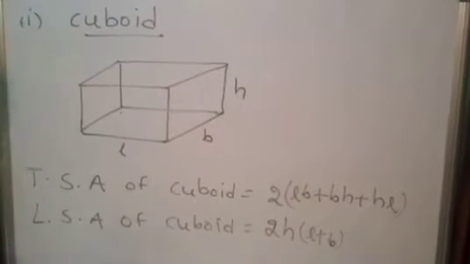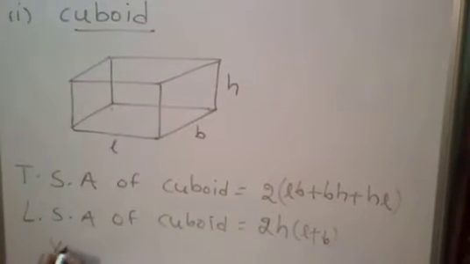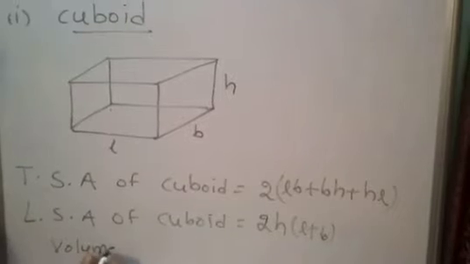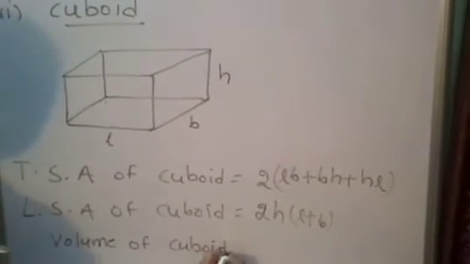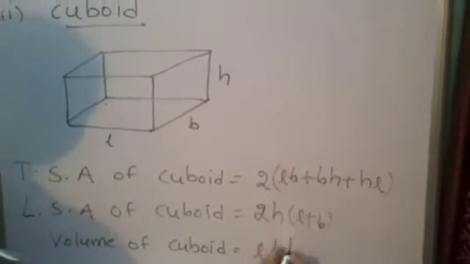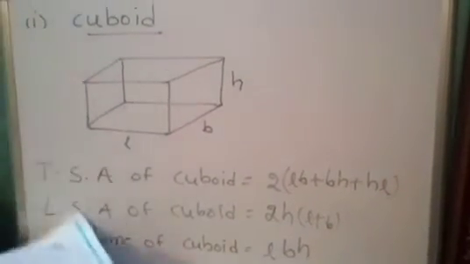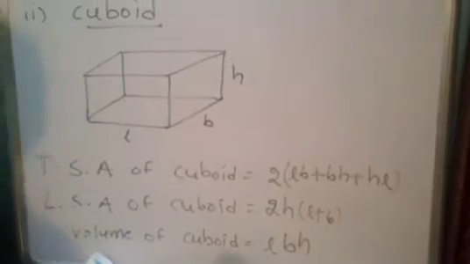Volume of cuboid equals L into B into H. L is length, B is breadth, and H is height. Next.